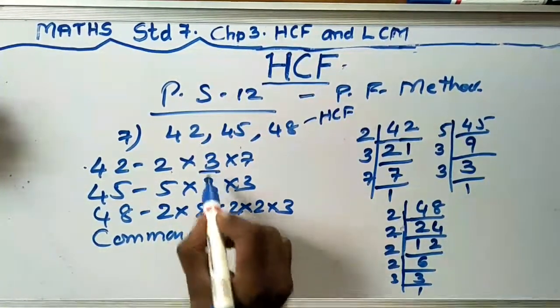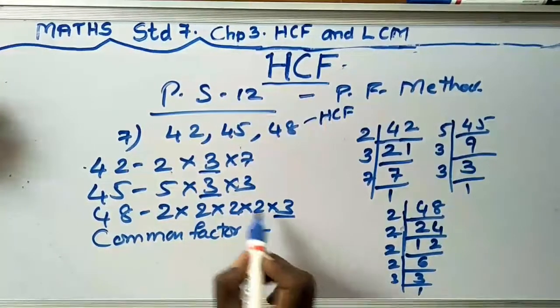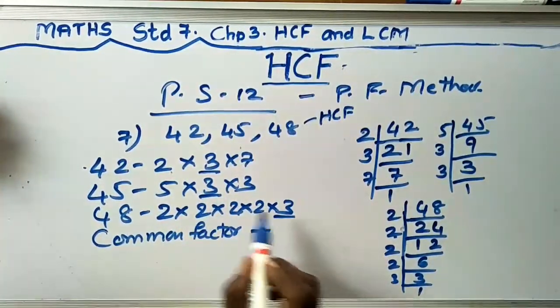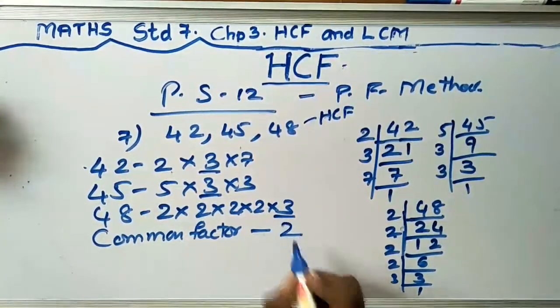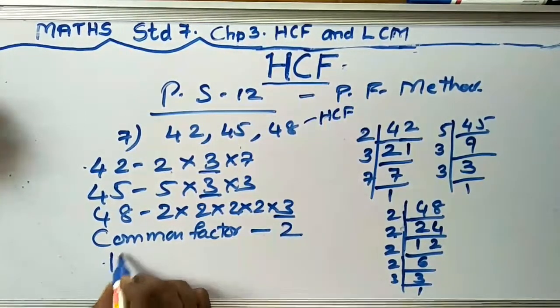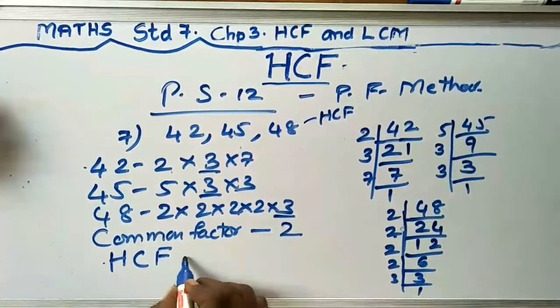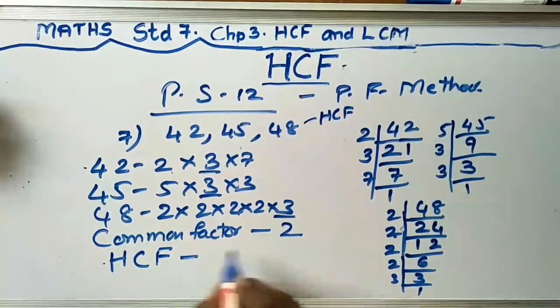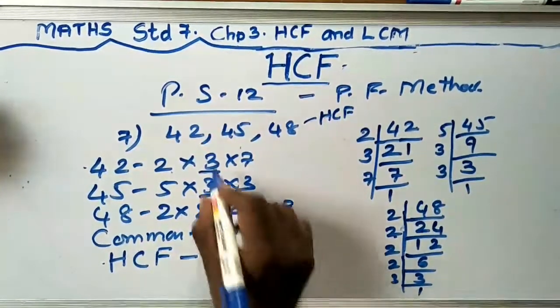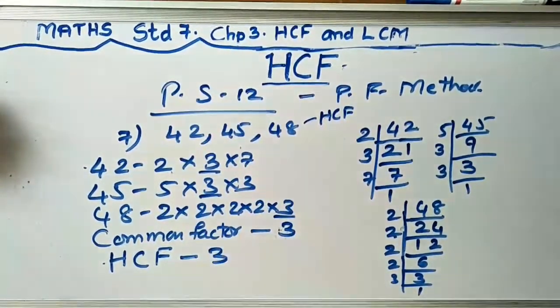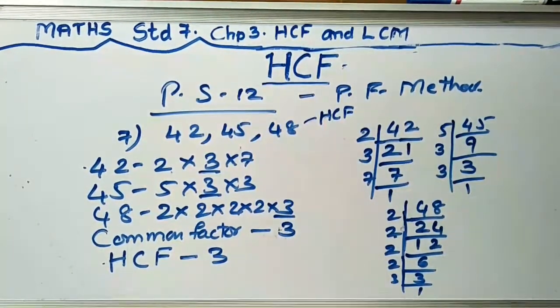Three. Only 3 is common. Here 2 is not there. So common factor is 3. So our HCF is 3. In this way, you have to find the HCF, that is highest common factor, by prime factor method, and I also taught you by division method.